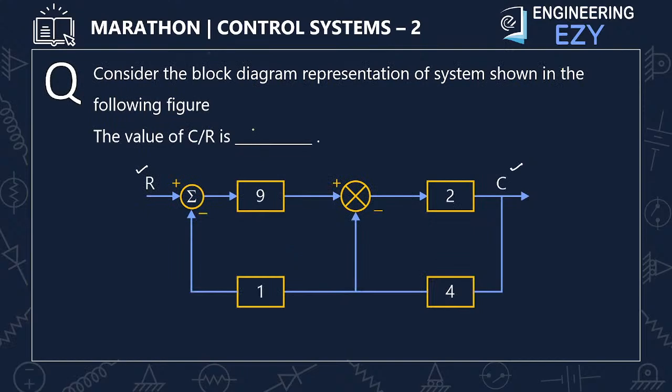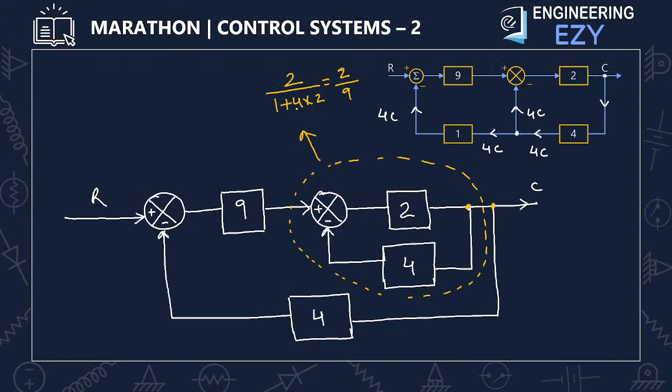The correct answer of this question is 2 by 9 or 0.22. Because in a NAT question, you cannot give the answer as a fraction. You have to give the answer in decimal form. So 0.22 is the correct answer of this question. Although 2 by 9 is also correct, while giving the answer in the GATE exam, you have to give the answer as a decimal, not as 2 by 9.